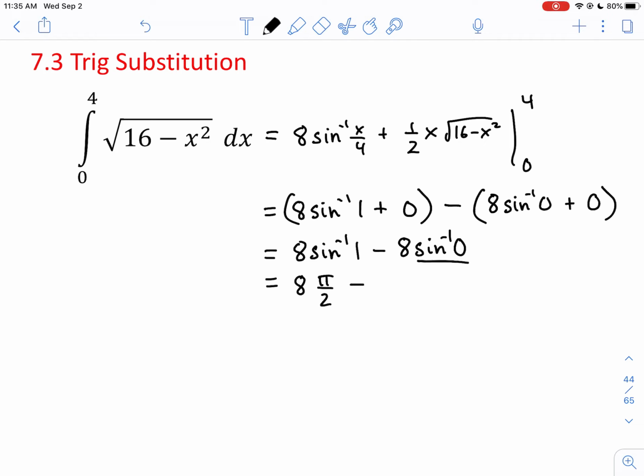And the arc sine of 0, what's the angle at which the sine is 0? Well, that angle is 0. And then 8 times pi halves is going to be just 4 pi.